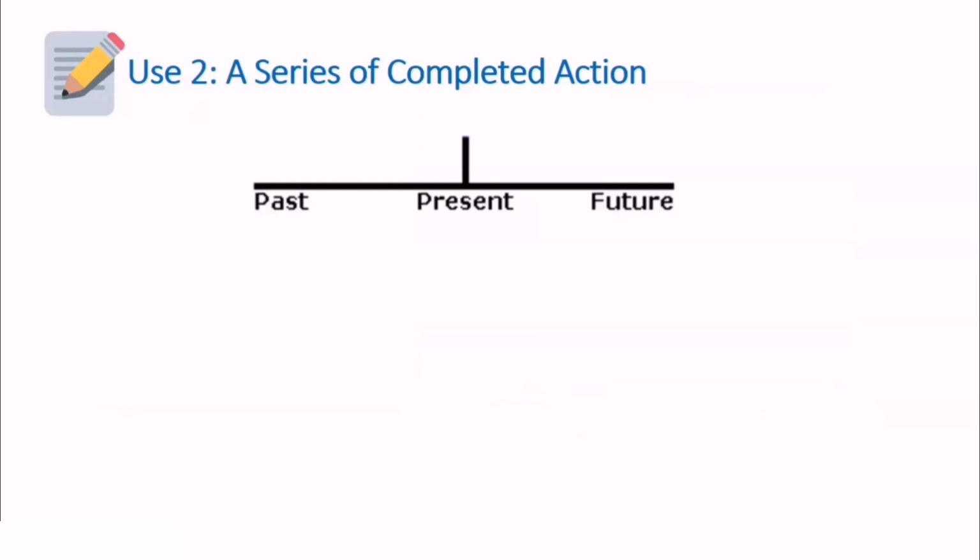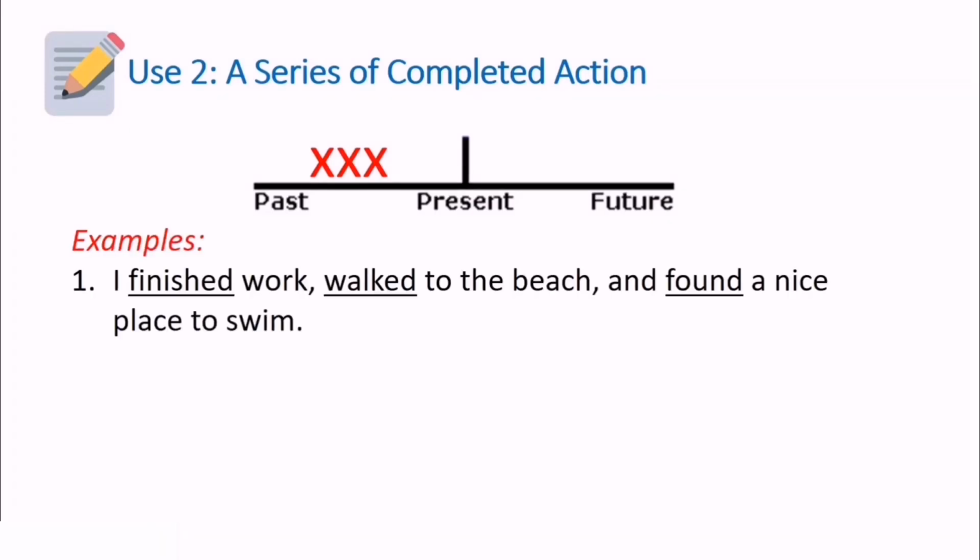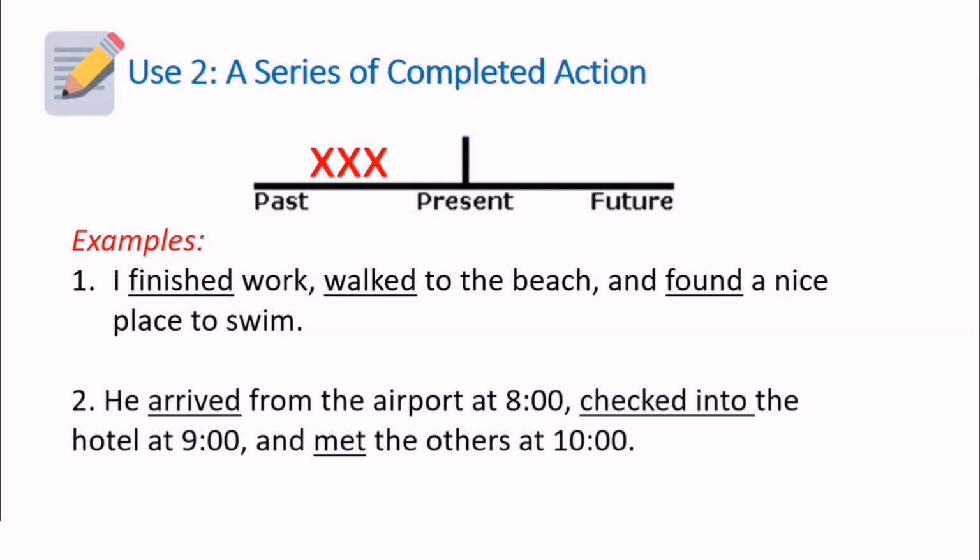We use the simple past to list a series of completed actions in the past. These actions happen first, second, third, fourth, and so on. Let's look at these examples. Number 1. I finished work, walked to the beach, and found a nice place to swim. Number 2, he arrived from the airport at 8, checked into the hotel at 9, and met the others at 10.